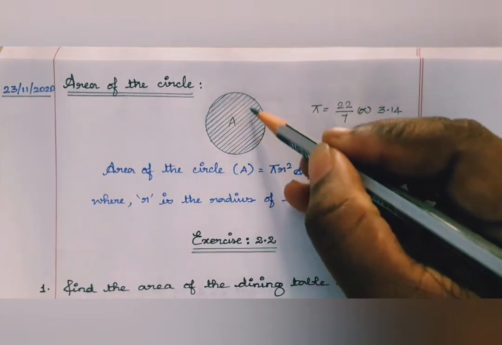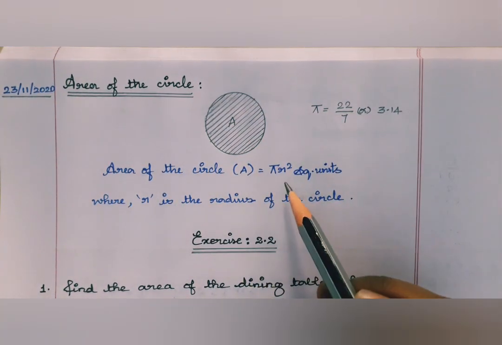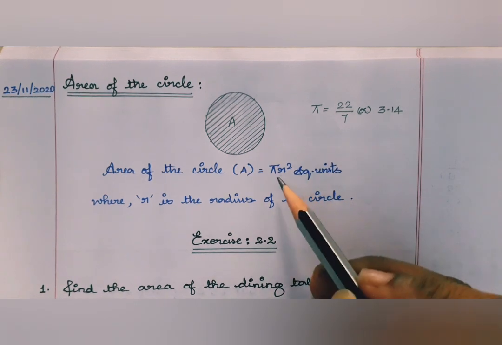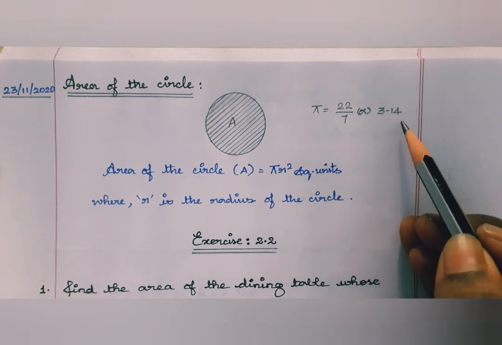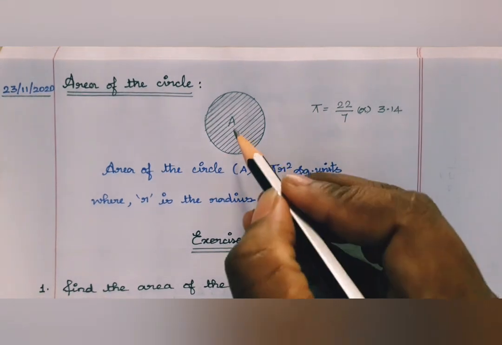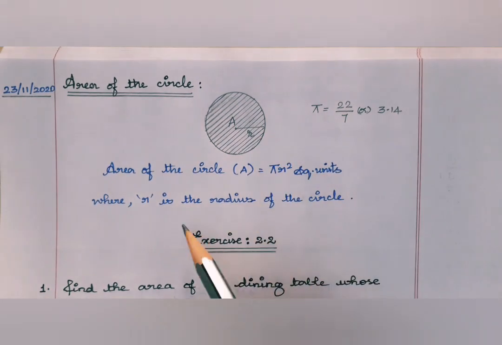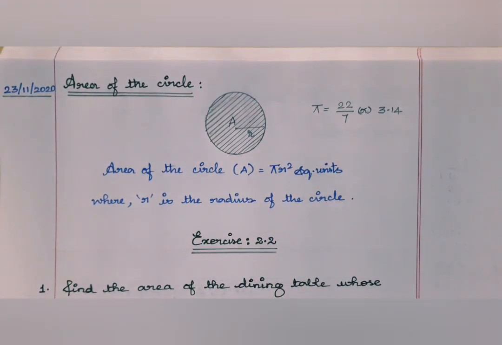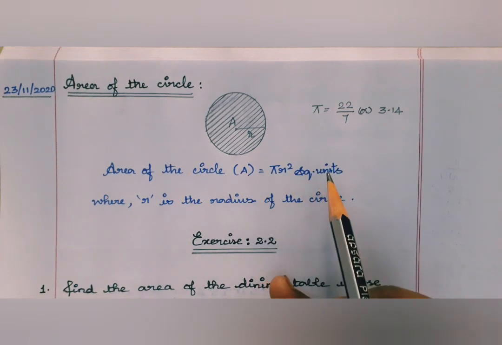So the area of the circle, A, is equal to pi r square units. Pi has the value 22 by 7 or 3.14, and r is the radius of the circle. This is the concept which you are going to use in this whole exercise. Once more, area of the circle A is equal to pi r square units.